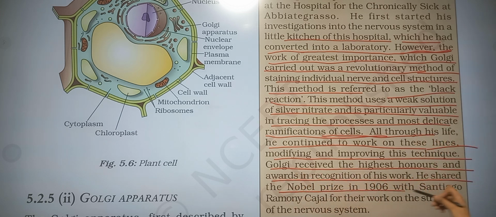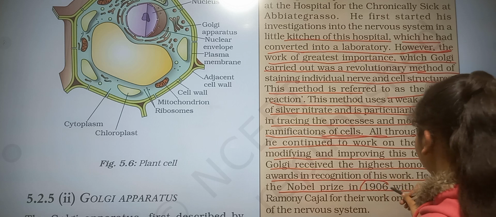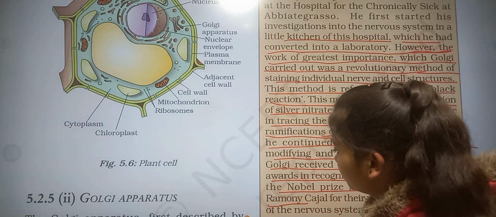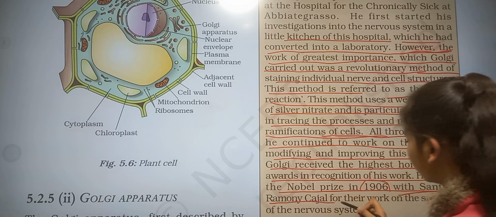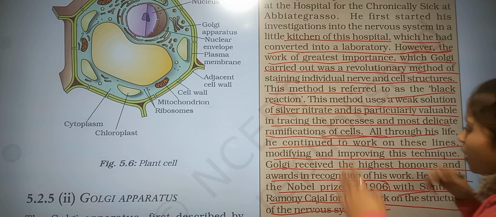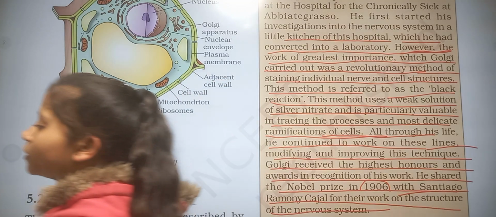He shared the Nobel Prize in 1906 with Santiago Ramon y Cajal for their work on the structure of the nervous system. Overall, he worked on the nervous system.